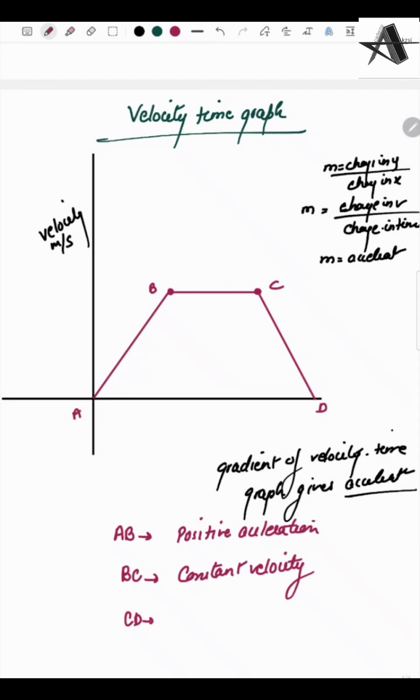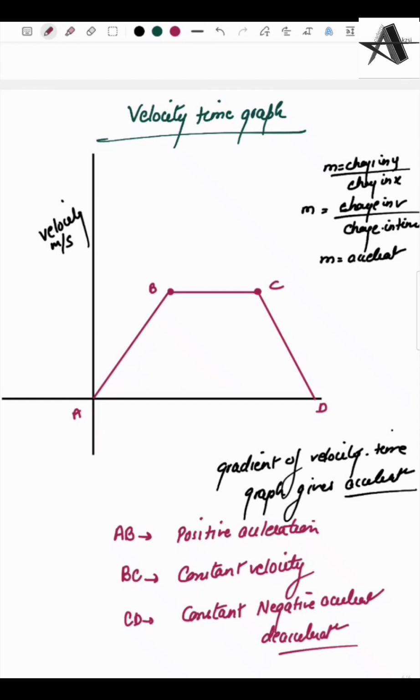From C to D, it's constant deceleration. When you have a negative acceleration, we call it a deceleration. So constant negative acceleration, or deceleration. So this is the basics of the curve, right?